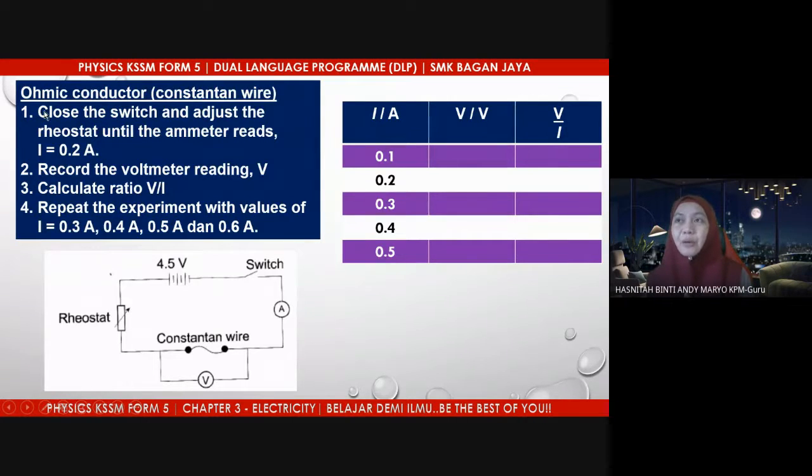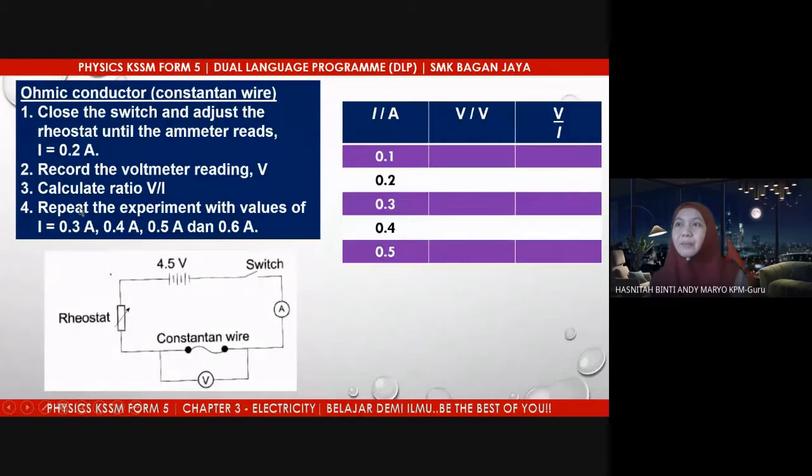So this is how we do the procedure. When you close the switch, the switch is on, so the circuit is complete and the current will flow in the circuit. You can see there will be a reading on the voltmeter and ammeter as well. So we adjust the rheostat until the ammeter reads a current of 0.2 ampere. After that, you record the voltmeter reading, and using a formula, we can calculate the ratio.